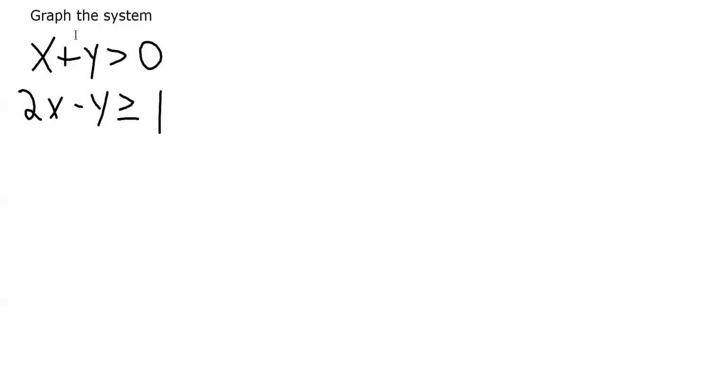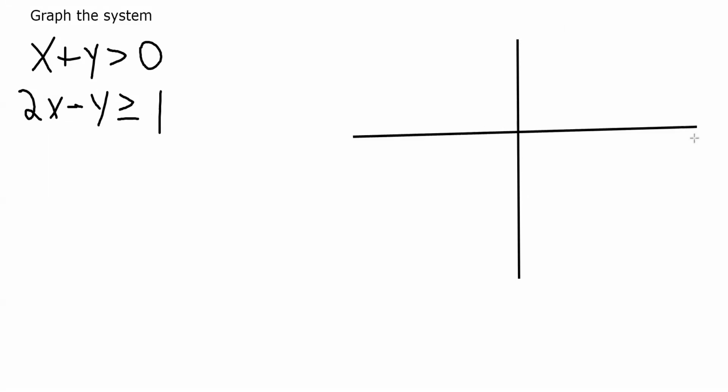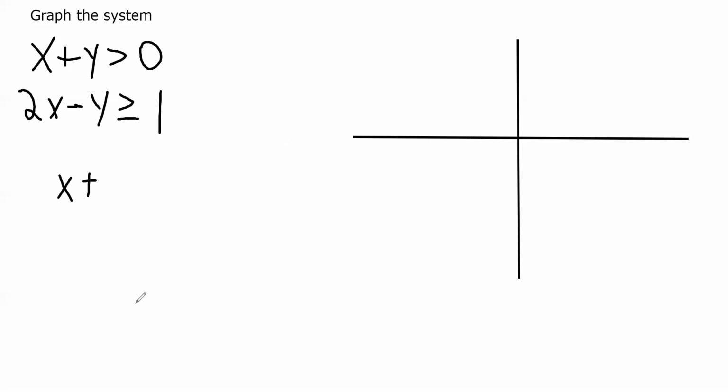We're going to graph this system. We're going to graph them all on the same exact XY coordinate plane. So I've got my XY coordinate plane, it will look something like this. So let's just do it piece by piece. Let's look at x plus y greater than 0. And you know what? Let's color coordinate.